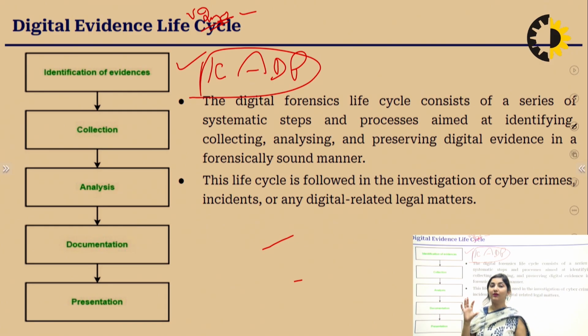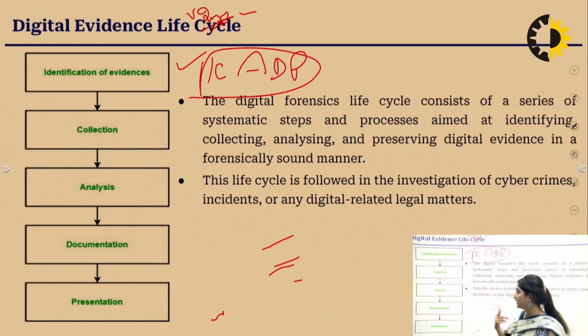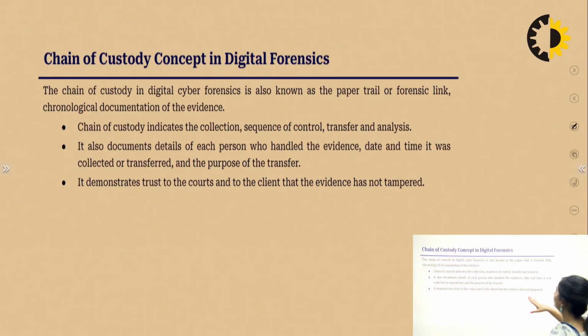Now you've identified the evidence, and you have collected it. Then you will analyze it. Okay, these were the WhatsApp chats, let's analyze who all else are involved. You'll document it: these were the people involved, from this date this transaction happened, all of it. Then you present. When evidence is required in court, you'll present the entire data. So the digital forensic life cycle consists of a series of systematic seven processes aimed at identifying, collecting, analyzing, and preserving digital evidence in a forensically sound manner.